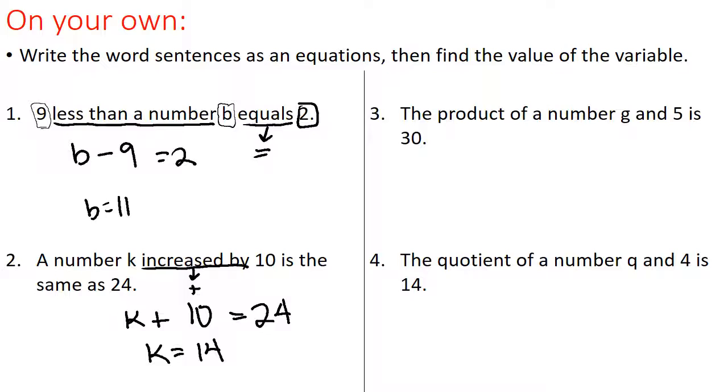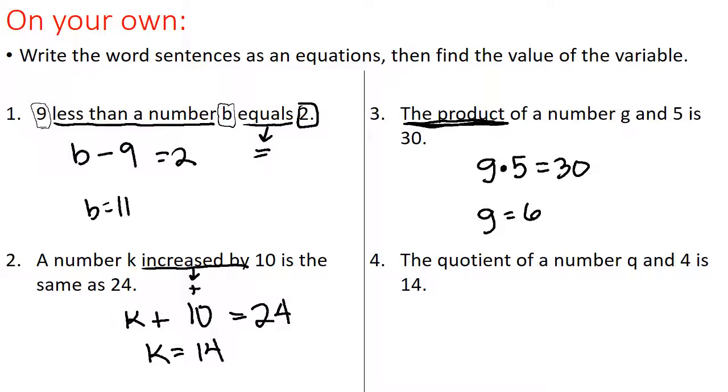Now, the product of a number g and 5 is 30. So the product tells us that the answer to a multiplication problem is going to be 30. So we know that that multiplication needs to be the number g and 5. So we can say g times 5 is going to be equal to 30. So as we do that, we will then be able to figure out g, because what times 5 is equal to 30? We know 6 times 5 is equal to 30, so g is equal to 6.